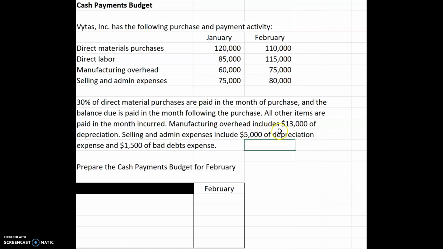Manufacturing overhead includes $13,000 of depreciation. We know that's non-cash. Selling and administrative expenses include $5,000 of depreciation expense and $1,500 of bad debt expense. So this is your operating expense budget. So now we need to figure out what cash payments we're going to make in February. So first we have to look at our cash payments for direct materials.